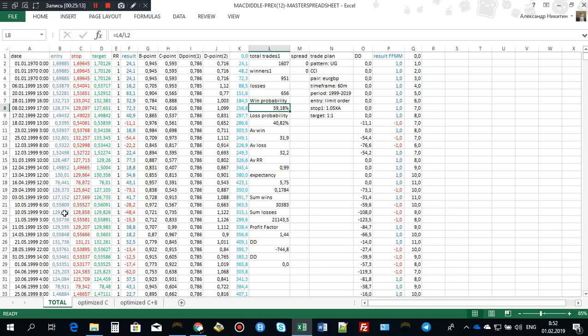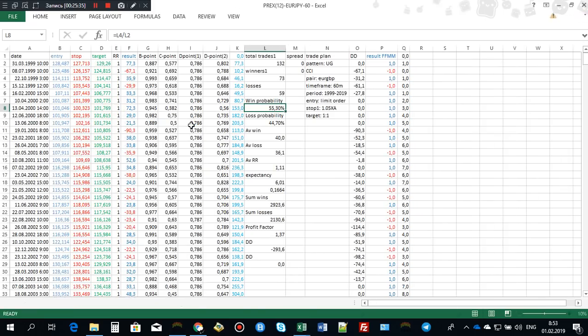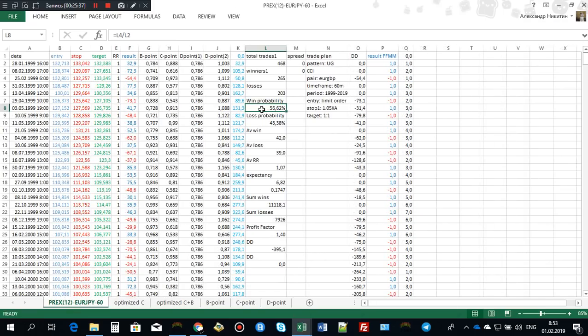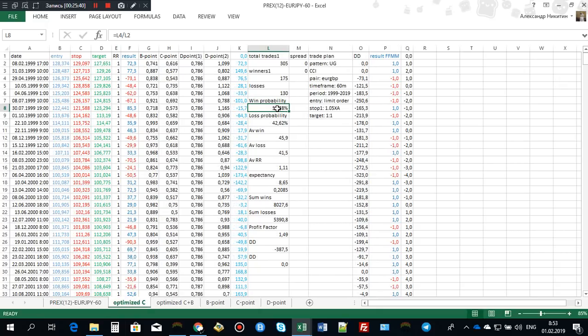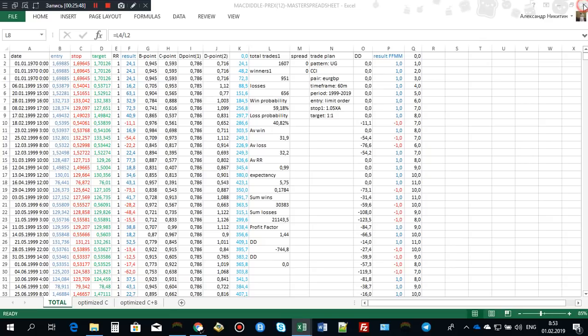This master spreadsheet compiles the results from all pairs into one place, and you can see that totally we have 1,600 trades. Pretty great sample size. And because some pairs are optimized well, like this dollar Canadian, other pairs may not be optimized that well. For example, we had 56, and when we tried to optimize, we got 57, and when we tried to optimize further, we got 55. So you see, other pairs are not susceptible to this optimization.